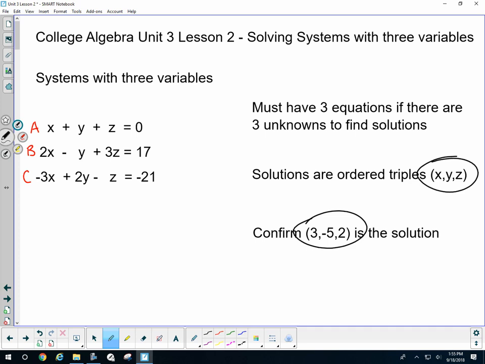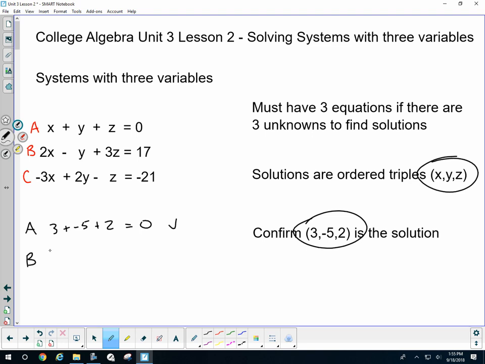To confirm that something is the solution, you'll just plug in the x and the y and the z into each of the 3, and it needs to work for all 3. It is a shared point of these 3 lines graphed in 3 dimensions. So in A, I have 3 plus -5 plus 2. Does that equal 0? Yep.